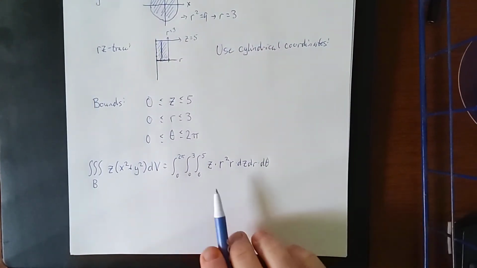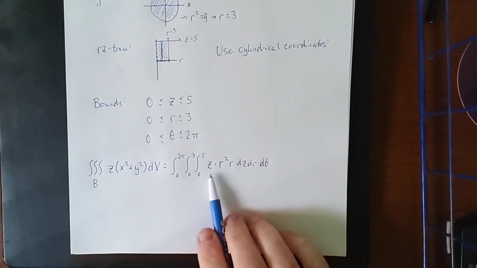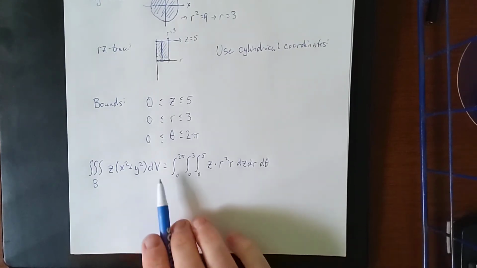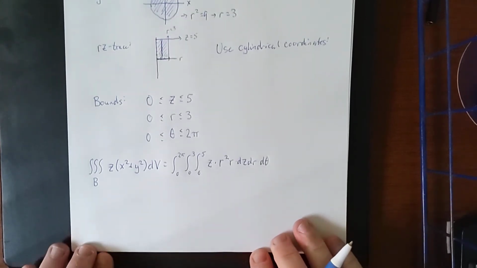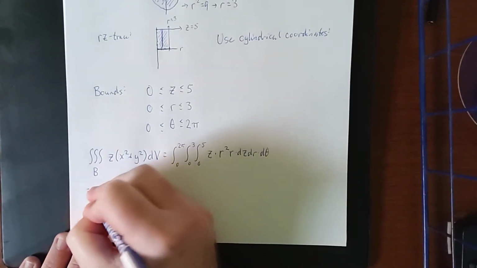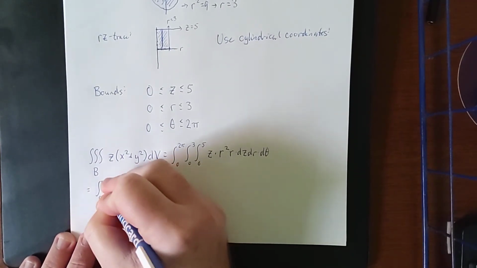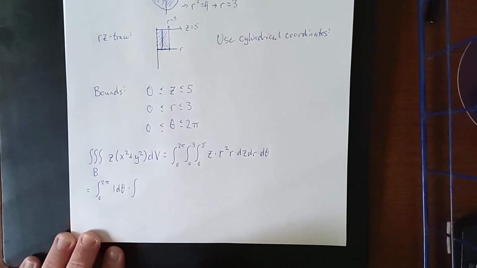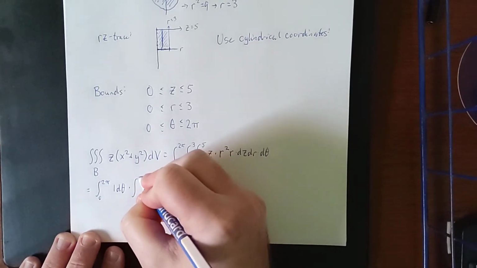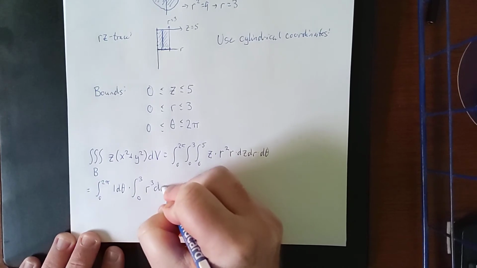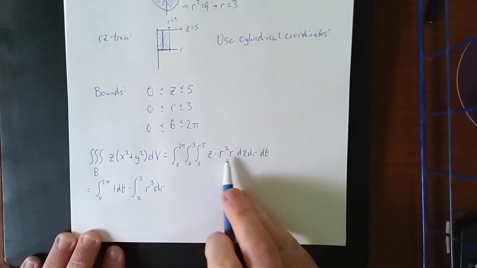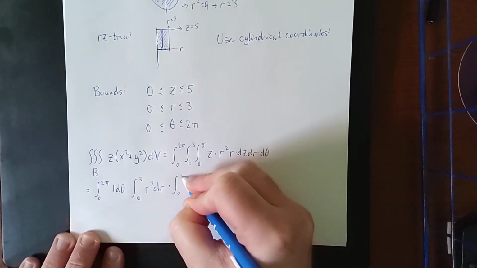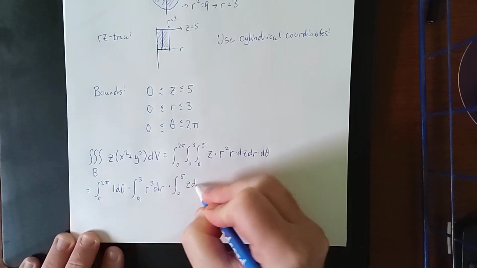Next thing that I'd like to point out is that the integrand can be factored into a function of z times a function of r times, well, 1 for theta, and that all of our bounds are constants, which means that we can invoke Fubini's shortcut. So for theta, we're going from 0 to 2 pi of 1 d theta. We're going to multiply that by the integral from 0 to 3 of r cubed dr, the r squared that we got from the integrand and the r that we got from the Jacobian. We're also going to multiply that by the integral from 0 to 5 of z dz.